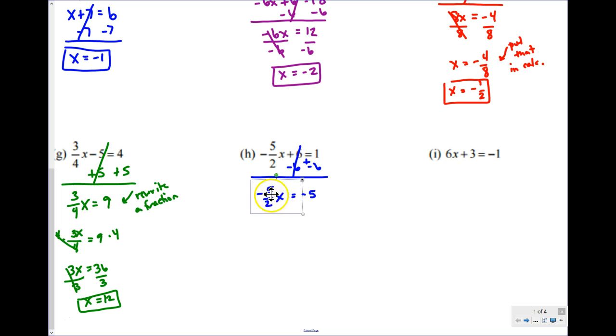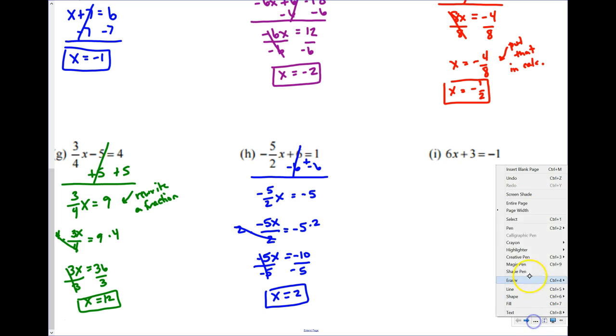Same thing here. I'm going to rewrite this as negative 5x over 2 equals negative 5, and then get rid of that denominator by multiplying by 2. So I get negative 5x equals a negative 10. Negative 5 times 2 is negative 10. And then finally divide both sides by negative 5, and I get x equals a positive 2.